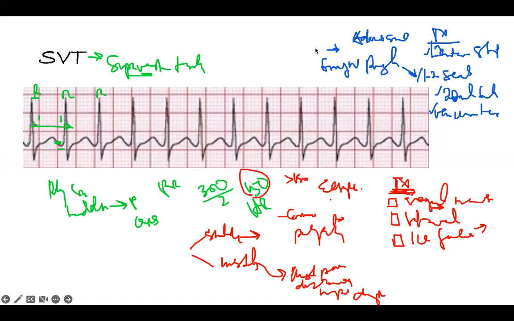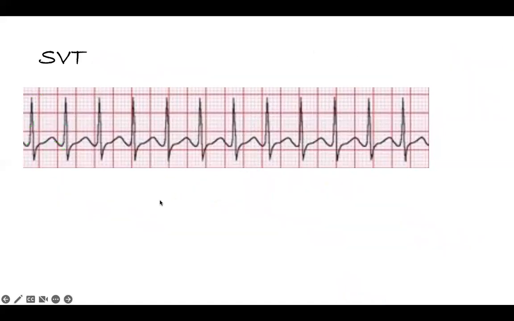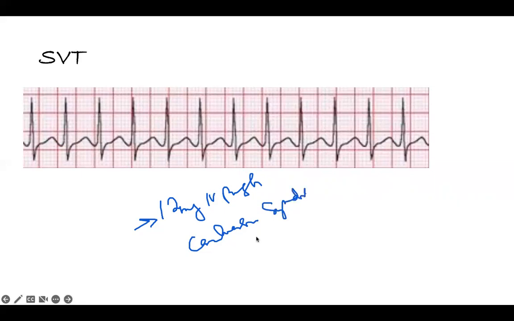If that doesn't work, you follow up. The second dose is 12 milligrams, the same thing, IV push. And if they still don't convert back, then you go to cardioversion. You have to cardiovert them, and it's synchronized cardioversion. Make sure the monitor has the sync mode on. Otherwise, you kill them.